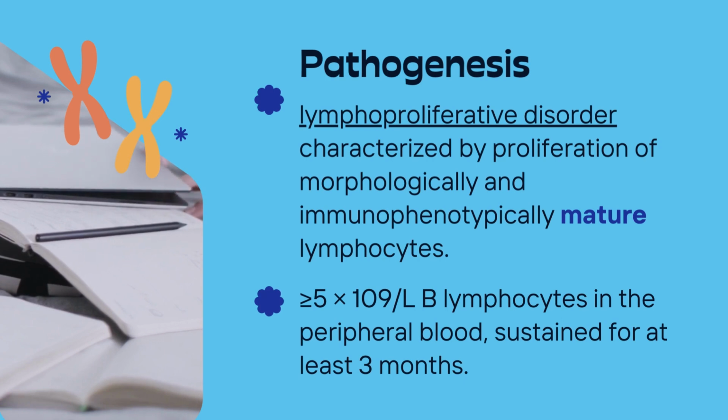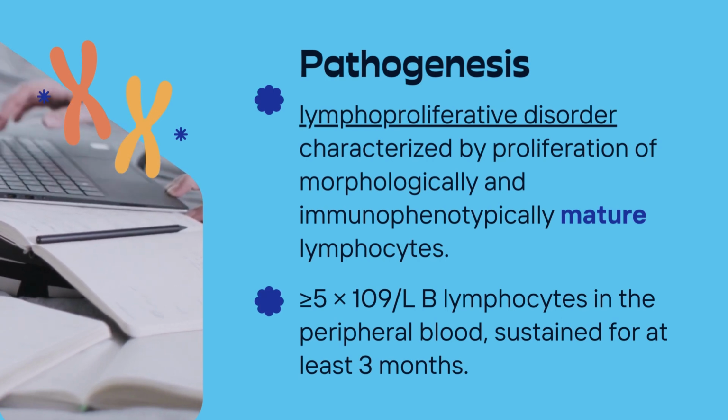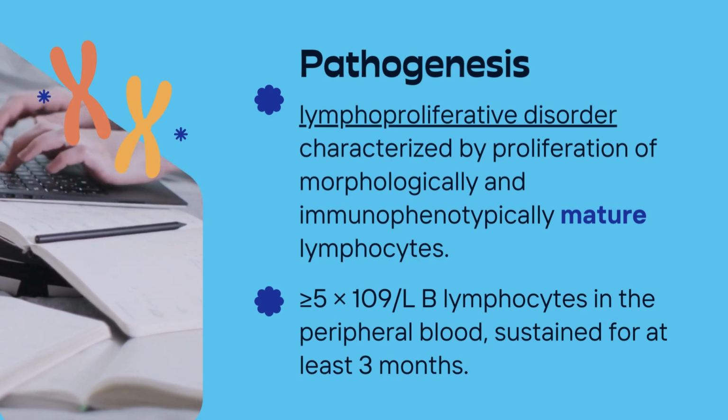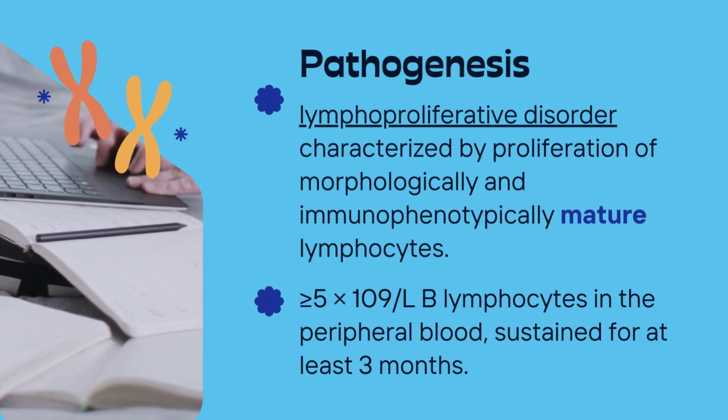CLL is a lymphoproliferative disorder of mature B lymphocytes. It requires the presence of more than 5 times 10 to the power of 9 lymphocytes in the peripheral blood, sustained for at least 3 months. And the clonality of these B lymphocytes needs to be confirmed by demonstrating immunoglobulin light chain restriction using flow cytometry.